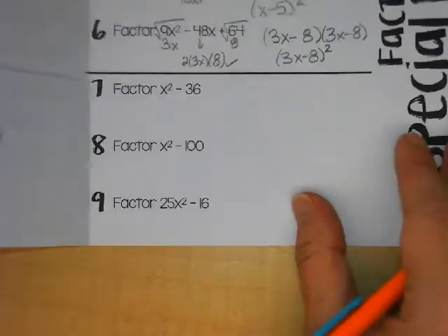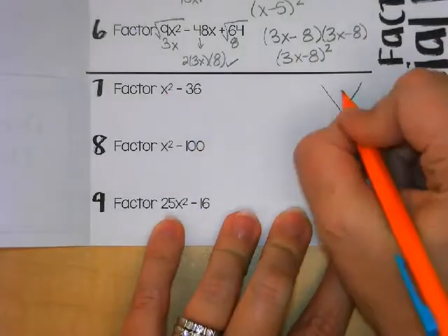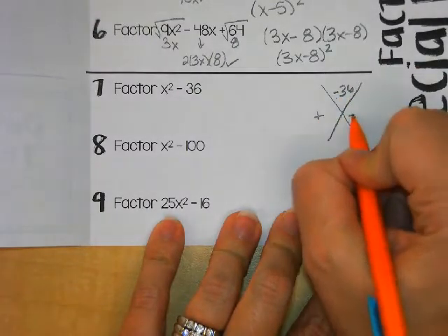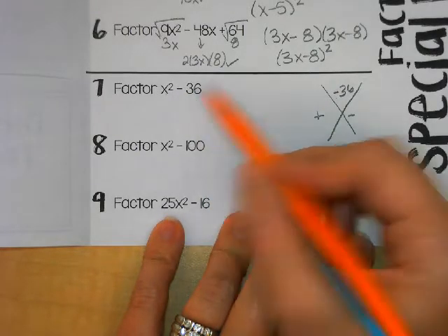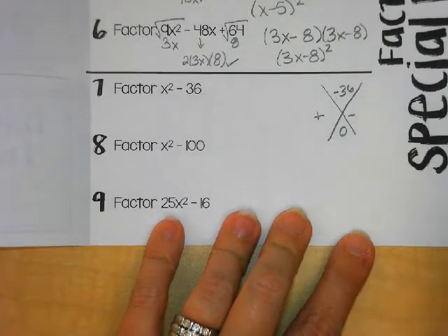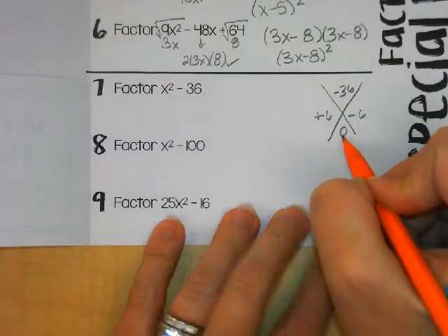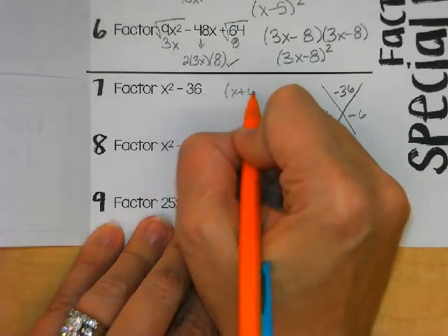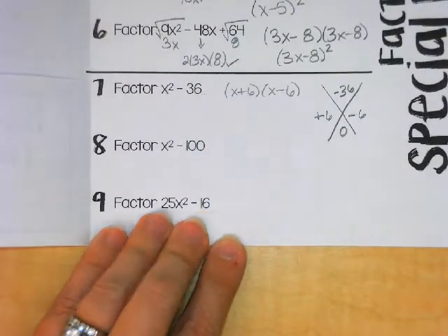So I'm going to show you that over here with our cross puzzle, and then I'll show you the shortcut. A times C is a negative 36. The only way to get a negative when multiplying is one to be a positive and one to be a negative. We have no middle term here. We have no coefficient of x, so it is 0. Well, how do I get 0? Well, 6 minus 6 is 0. So I can write my factors as x plus 6, x minus 6. And that is my solution.